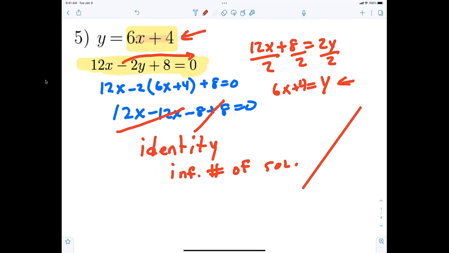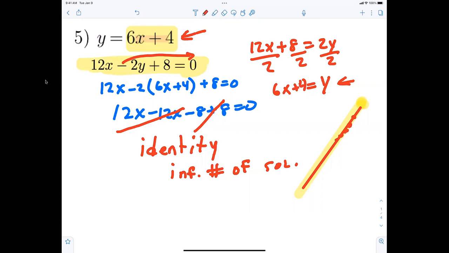Then I'm going to graph again 6x plus 4, and it looks something like this. And how many times do they overlap? Infinite number of points. That is correct. The same line. That's why they call it an identity. At every point, there is a solution. That's why that's an infinite.